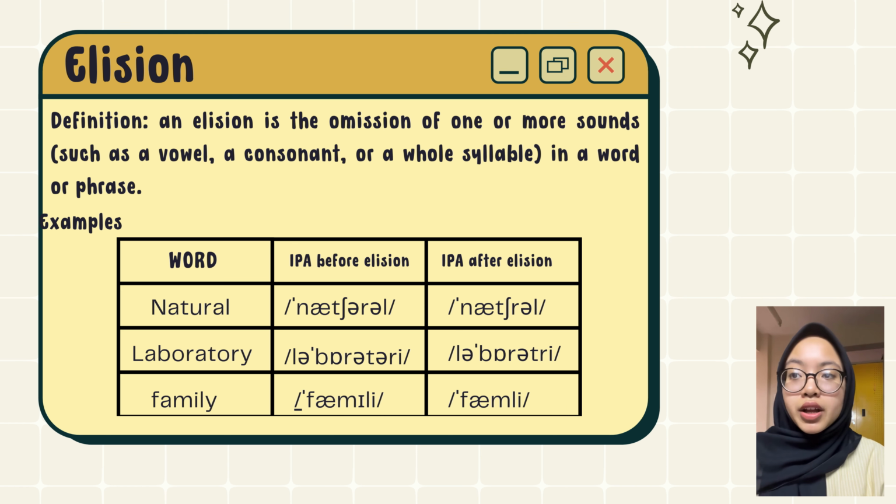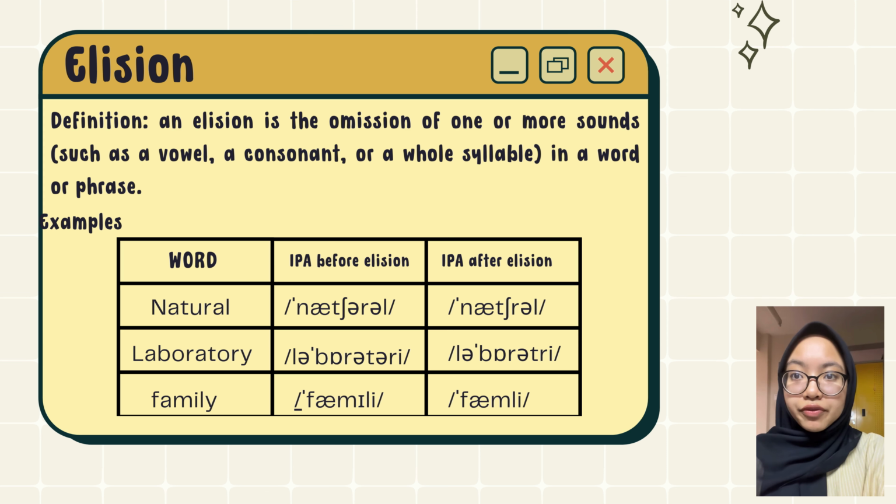For example, take a look at an example. Consider the word natural in careful speech. It is pronounced as natural. But in rapid, casual conversation, the word often becomes natural, with the schwa and r sound omitted. Natural becomes natural.